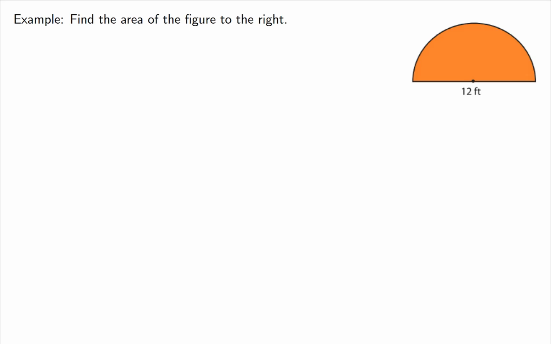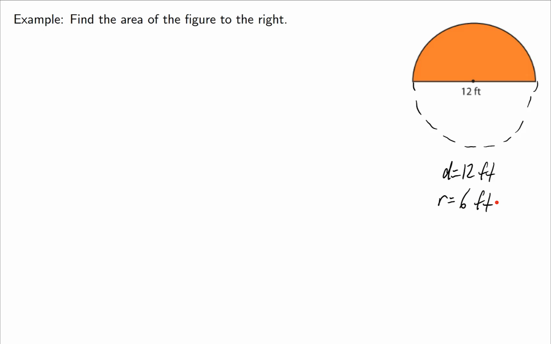Next example. Now we're going to look at some pictures that don't fit into a standard formula, but it's easy enough to adapt them to the formulas that we do have. Find the area of the figure to the right. This is the same semicircle that we had in the previous lesson, but we didn't do area in that problem, we did perimeter. So if you'll notice, this is just another half of a circle. With it being half of a circle, notice that I'm given a diameter of 12 feet, and because I'm doing area, that means I need to know the radius is 6 feet.